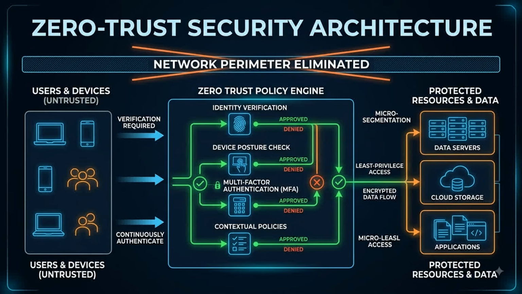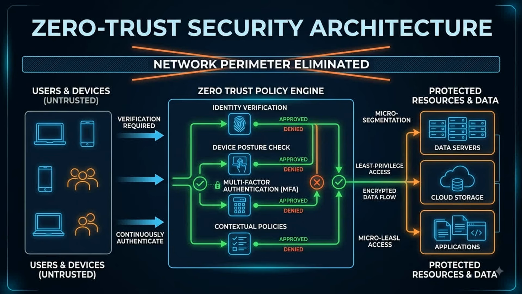The policy engine has 4 checks. First, identity verification using fingerprints or multi-factor authentication. Second, device posture check. Is the device patched? Is the antivirus running? Third, multi-factor authentication. Verify the user has possession of a second factor. Fourth, contextual policies. Check the user's location, the time, the access request itself. Only approved requests pass through. Denied requests are blocked immediately.